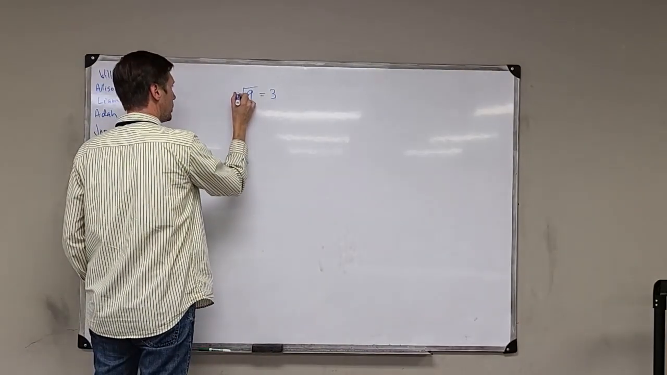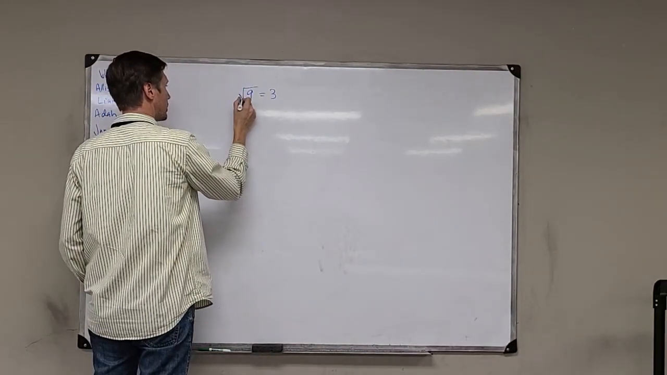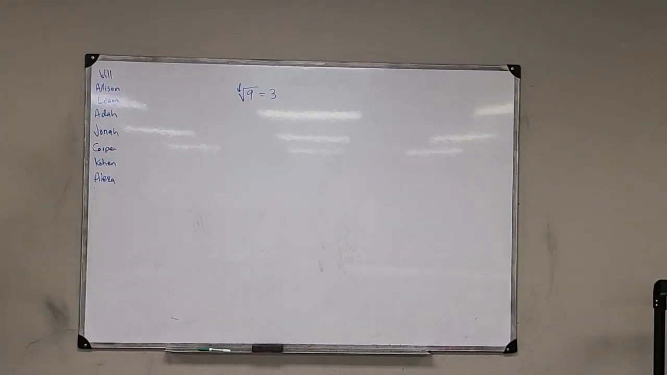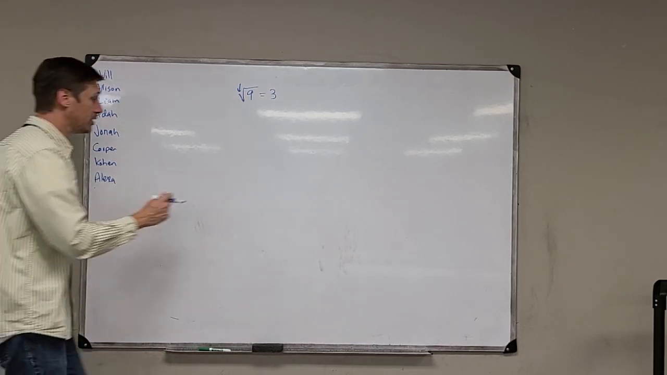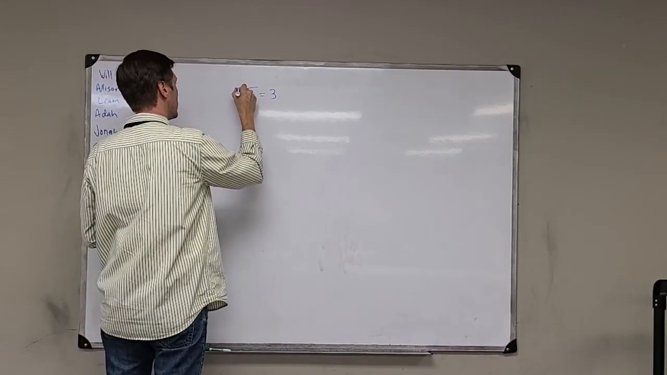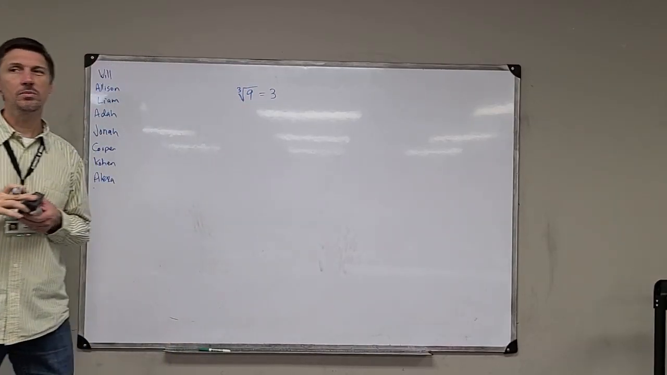So with the square root symbol, there's an understood number right here. What's the understood number when you just see a square root? Because I could say the cube root of 9, which would be totally different.